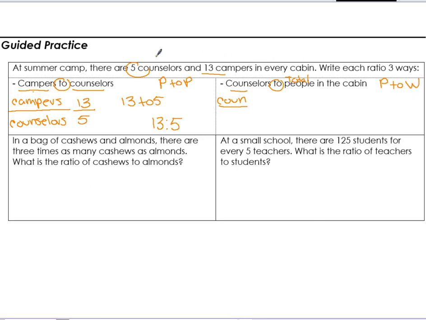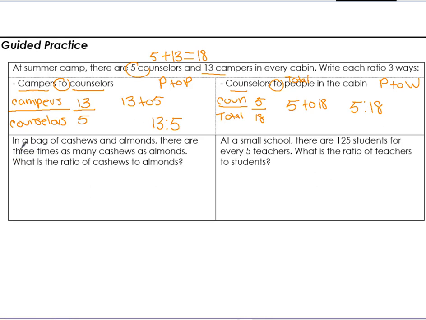Okay, so what's 5 plus 13? So that equals 18. So there's 18 people in total. So I have 5 counselors to 18 people in total. Now I can't simplify this fraction. So now I can write it the other 2 ways. I could do 5 counselors to 18 people in total, or I can do 5 colon 18.